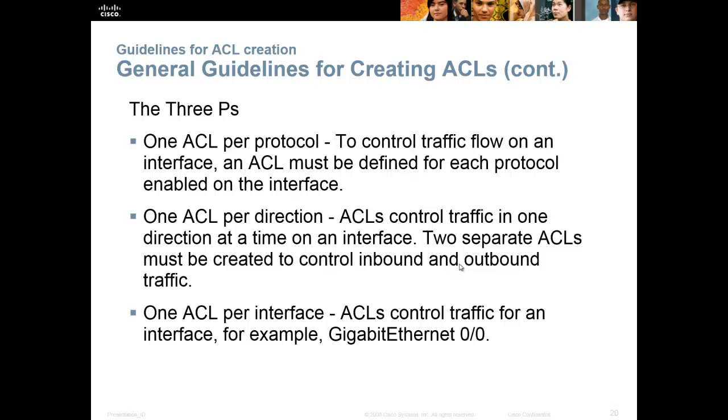All right, so there are three guidelines, three Ps, for ACLs. You should typically only have one ACL per protocol. If you've got one ACL that says allow FTP, and another that says deny FTP, that kind of thing, it gets confusing. One per direction. You need to apply it either incoming to the router or outgoing when it's exiting the router. And then you should only have one ACL applied per interface. So I should only have one ACL on gigabit 0/0. If I have any more than that, it gets confusing. It's just bad. So one per protocol, one per direction, one per interface.